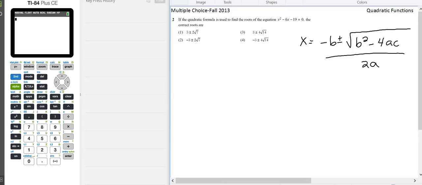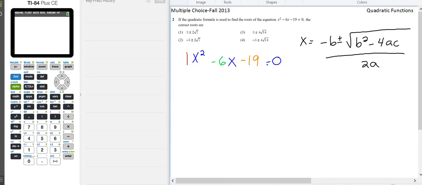In our equation, a is equal to 1. A is always the coefficient of the x squared term. If there is no coefficient, then we assume that it's a 1. B, in this case, is negative 6. B is always the coefficient of the x term. And C, in this case, is negative 19. C is always a constant. This whole thing is equal to 0.